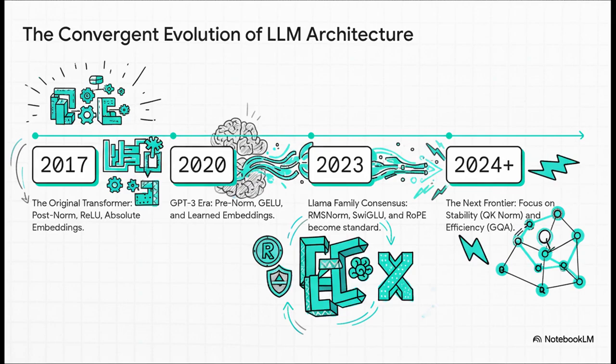And this timeline really puts it all into perspective. I mean, look how fast this happened. We started with the original transformer in 2017. A few years later, the GPT-3 era brought in some key improvements. But then, bam, around 2023, the Llama family of models really solidified this new consensus. They brought RMSNorm, SwiGLU, and RoPE all together, and that pretty much became the new standard blueprint.